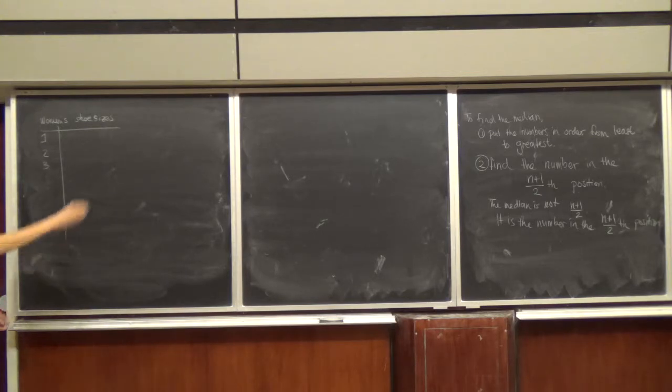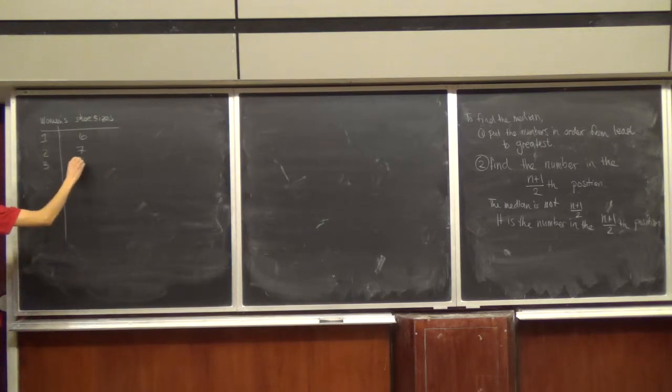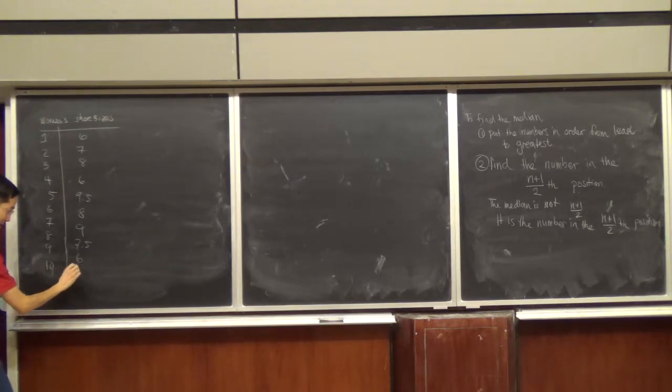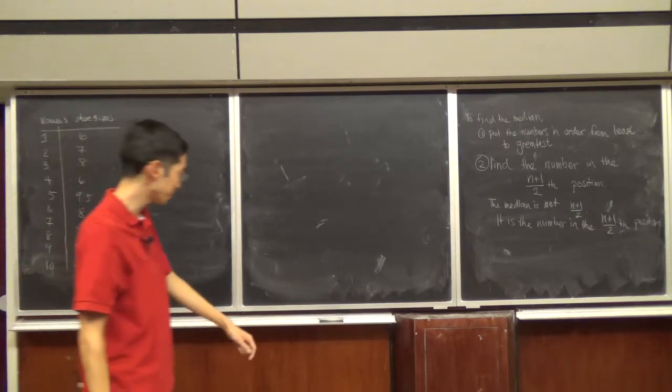So 6. Okay, shoe size is 6. 7. 8. 9. 6. Okay, and another 6. 9.5. 8. 5. 9. 7.5. Let's get 2 more. 6. 5. Okay, got a 6 and a 5. Great. So I have 10 students who volunteered their shoe size, and this is the data.